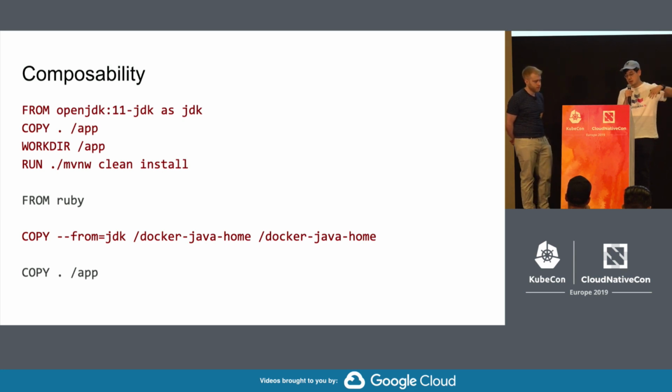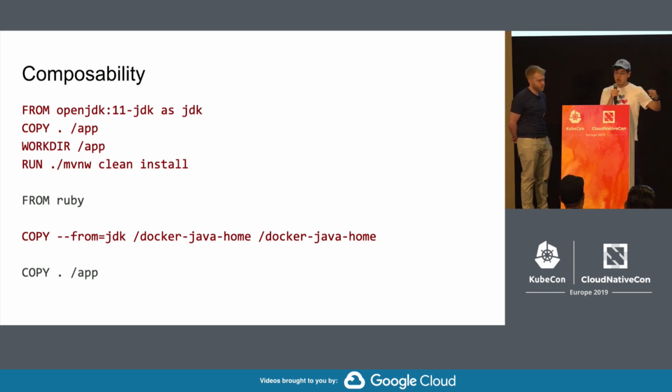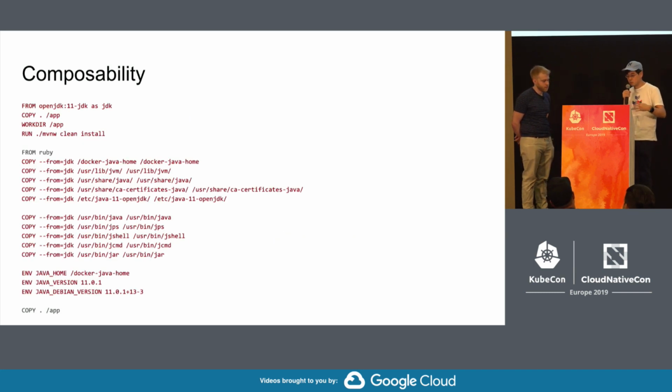So I have this Ruby image, and I have this JDK image. I'm going to pull this in as a multi-stage build and then copy the stuff from that image into my existing image that I'm already building. But unfortunately, if you know anything about this JDK image as you're building it, you know that this Docker Java home is actually a symlink. So I can't just copy this in because it's not a deep copy that will copy the stuff from the symlink. I actually have to inspect the image to see what is in that folder and copy every single thing from that folder into my base image.